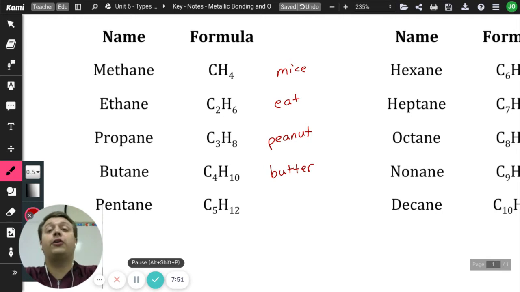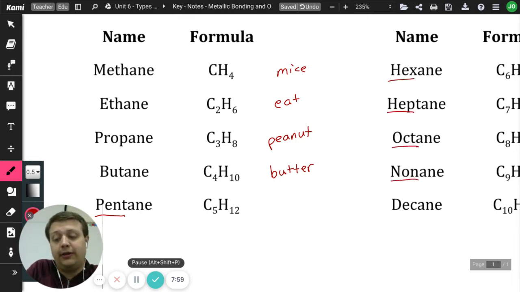Because if you can remember the first 4, the rest of them are based off of those prefixes that you used for your covalent compounds. So penta, hexa, hepta, octa, nona, deca, those are all going to be based off of those. So if you remember the first 4, everything else is just based off of your prefixes. Okay, so how do I know what to do?